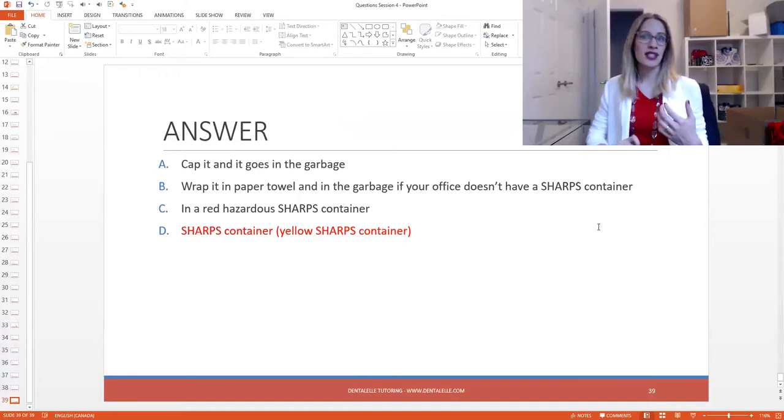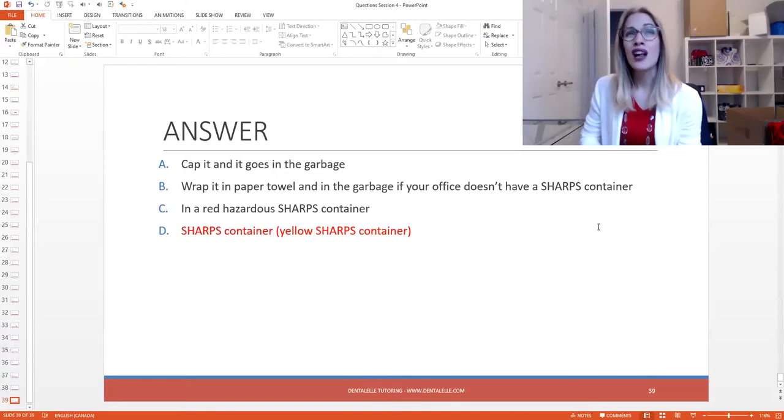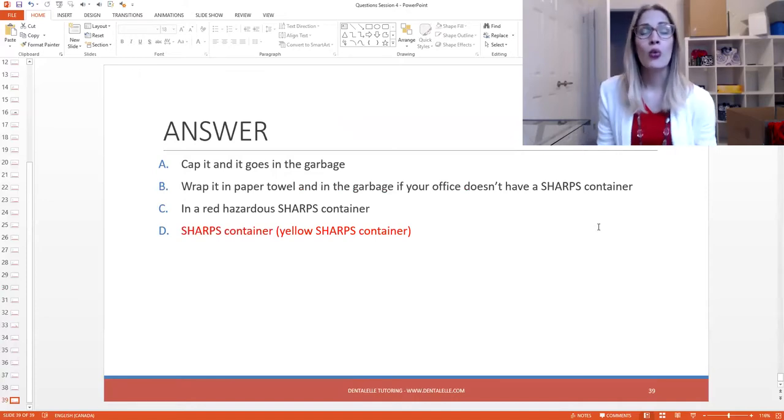You might have seen a red sharps container, you might have seen a yellow, but yellow is the best answer only because that's in most textbooks. But they're starting to change it now, where red or yellow is the appropriate answer. So I don't want to confuse you guys.